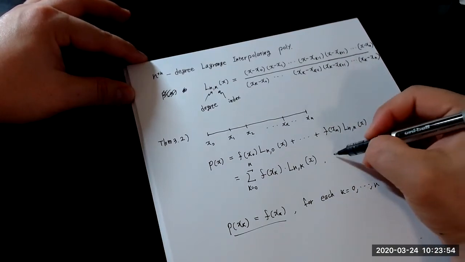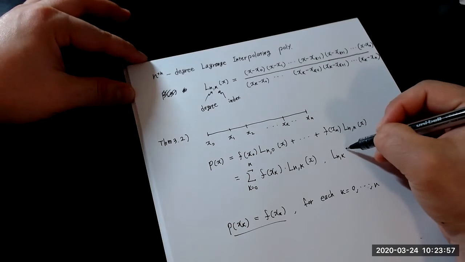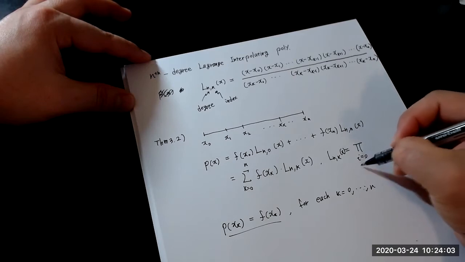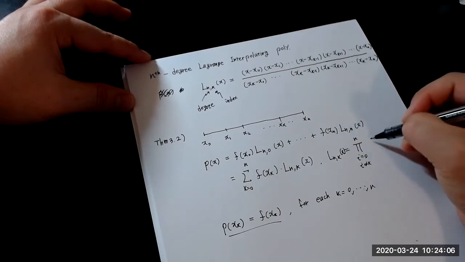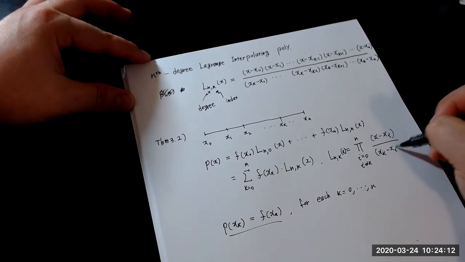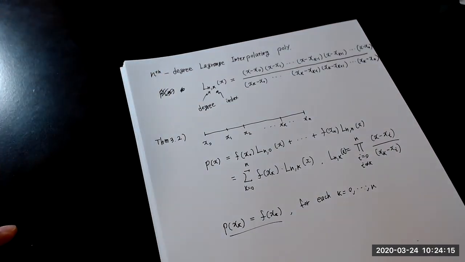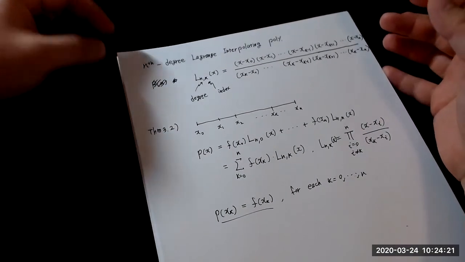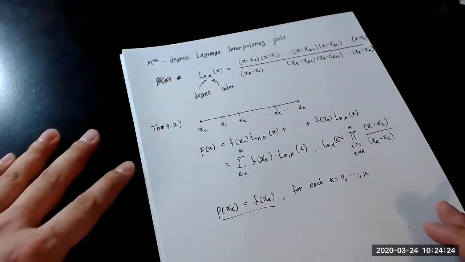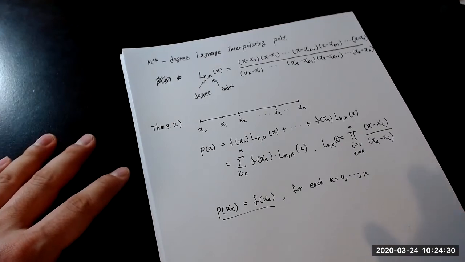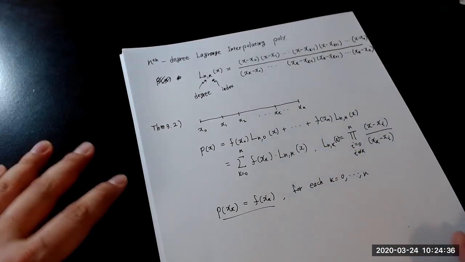Now L_{n,k}(x) is equal to the product over i from 0, with i not equal to k, through n, of (x minus xi) over (xk minus xi). Okay. So the main objective of today's class is to write MATLAB code for the Lagrange interpolating polynomial.